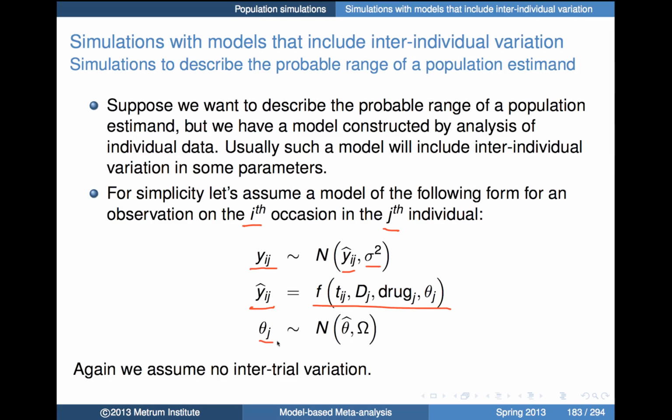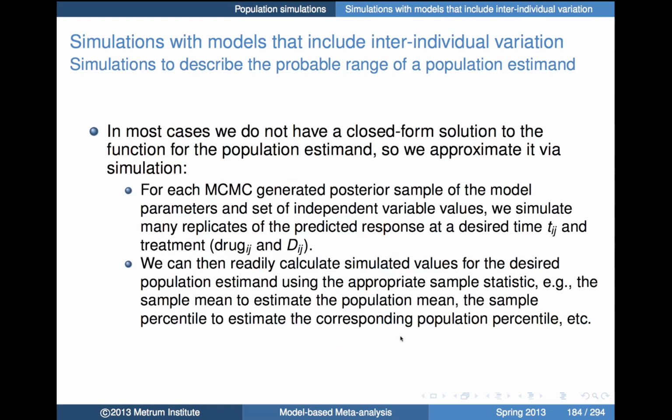And then our parameters, at least a subset of them, notice I've got this subscripted J, so the parameters themselves may be individual specific and be distributed, in this case, according to some multivariate normal distribution. Again, for this example, I'm going to assume no inter-trial variation.